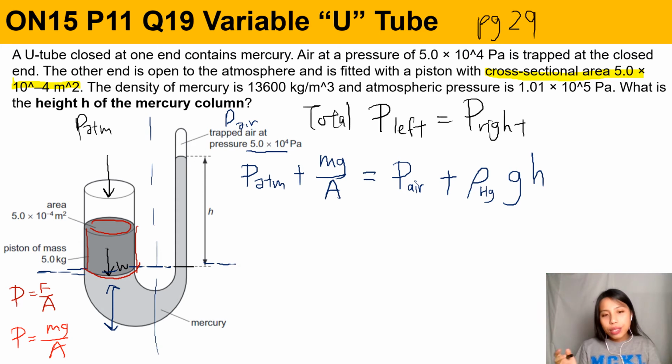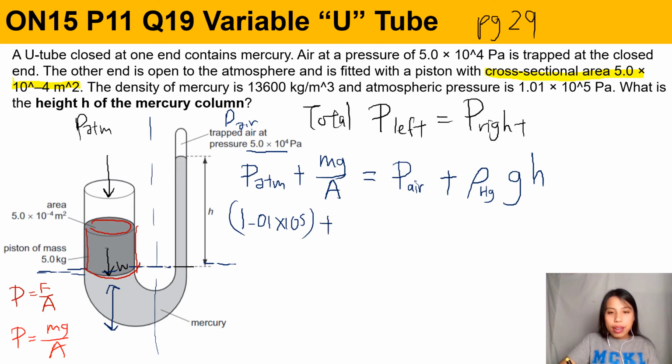The only difference why the area is different is when I'm trying to find the pressure because of the piston. Otherwise, the cross-section area doesn't really affect. So let's see, atmospheric pressure, let's plug in everything we know. It's given to us, is it? Yes, atmospheric pressure is 1.01 times 10 to the 5.